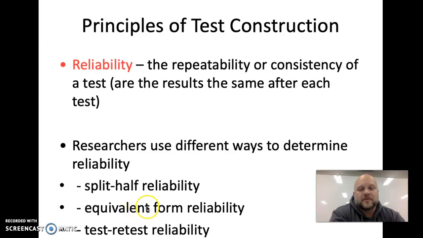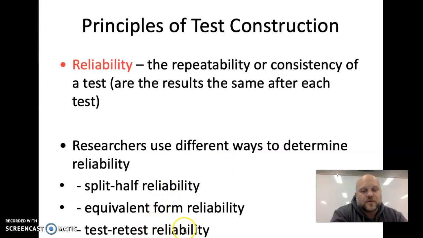Equivalent form reliability. So a lot of teachers use several different forms of a test. I do this sometimes too. There's a Form A, a Form B. You would not want to have a test where people on Form A averaged a 95% and people in Form B averaged a 70%. That's a problem. That means there's something wrong with one of the forms of your test, or both, or whatever. So that would be a huge red flag.